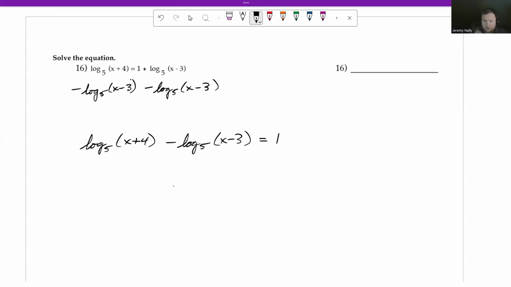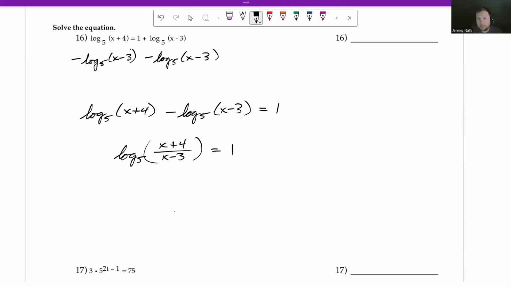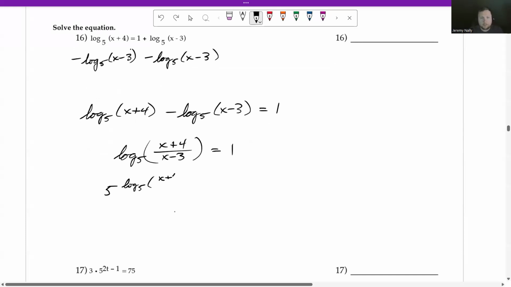Because next I'm going to use the quotient rule for logarithms, and I'm going to rewrite this as the log of the quotient of these things. So log base 5 of x plus 4 over x minus 3, and that's all equal to 1. And then you can either use the definition of the logarithm to change this into an exponential equation, or you can write each side as a power of 5.